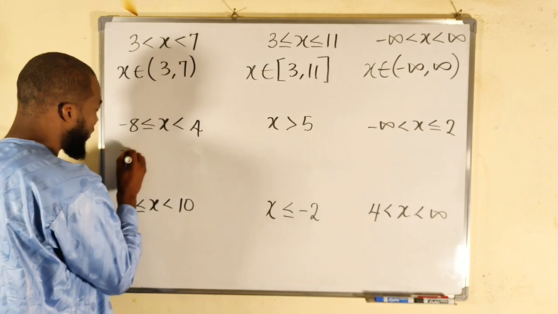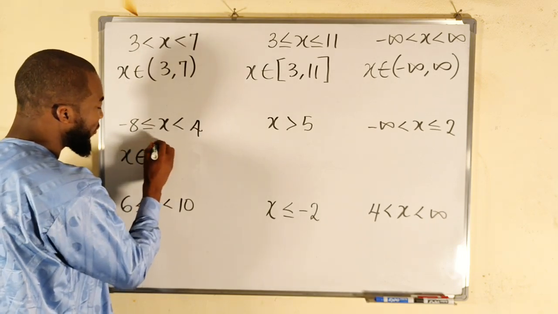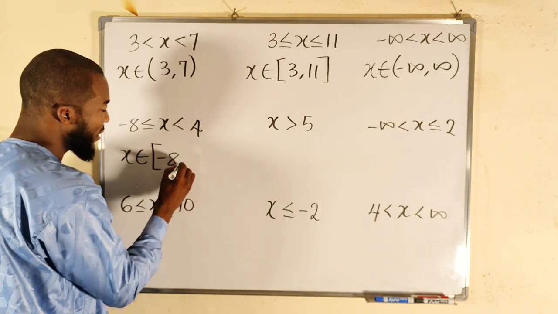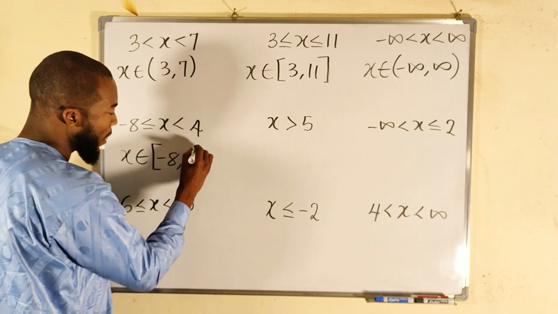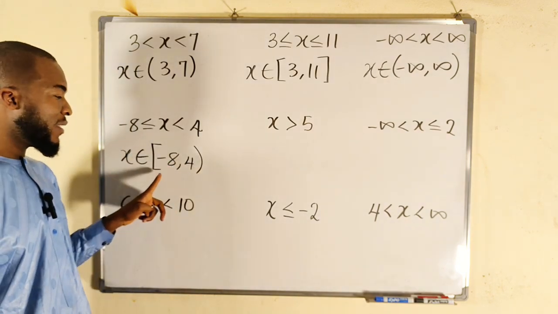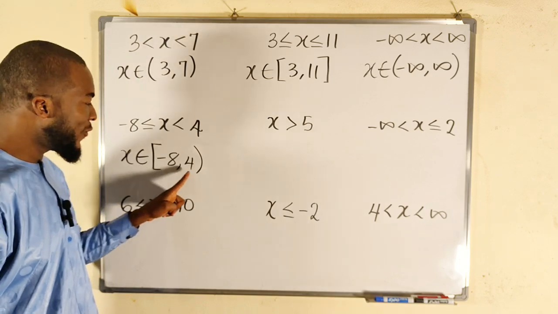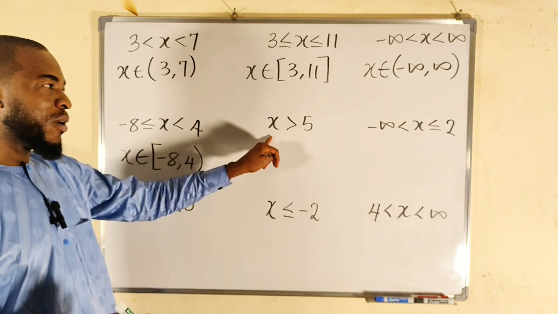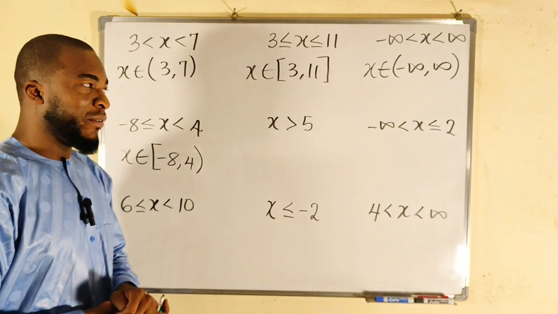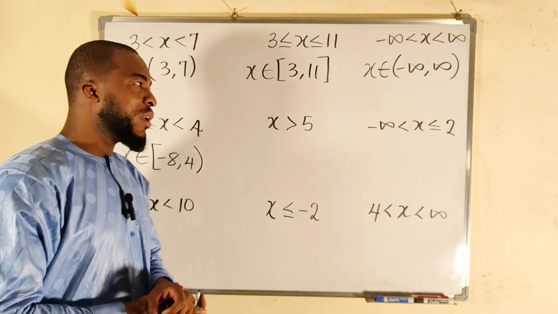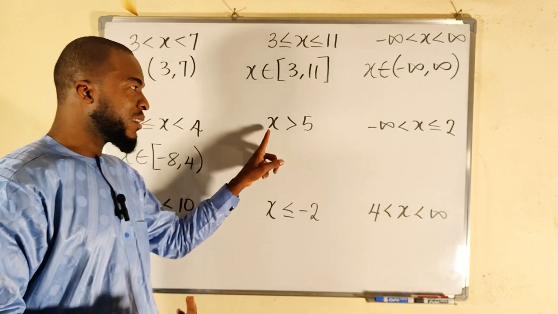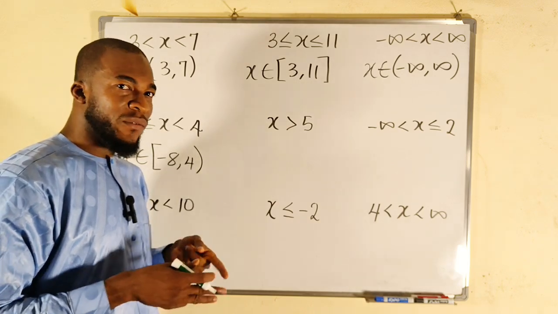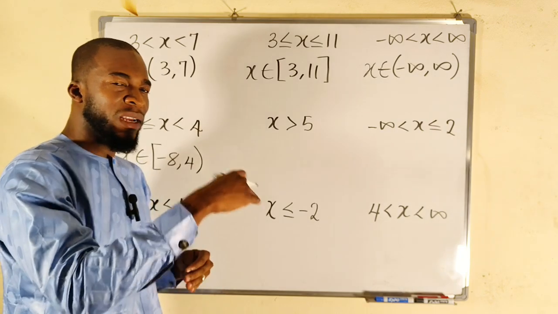So we say that x belongs to the set of values from negative 8 down to 4. You see, negative 8 is included, we use a square bracket, but 4 is excluded, we use parentheses. Get the difference? But what about when you have x is greater than 5? When you have x is greater than 5, we have infinitely many values that can satisfy this inequality. The moment that number is greater than 5, it will satisfy, like 6, 7, 8, 9.